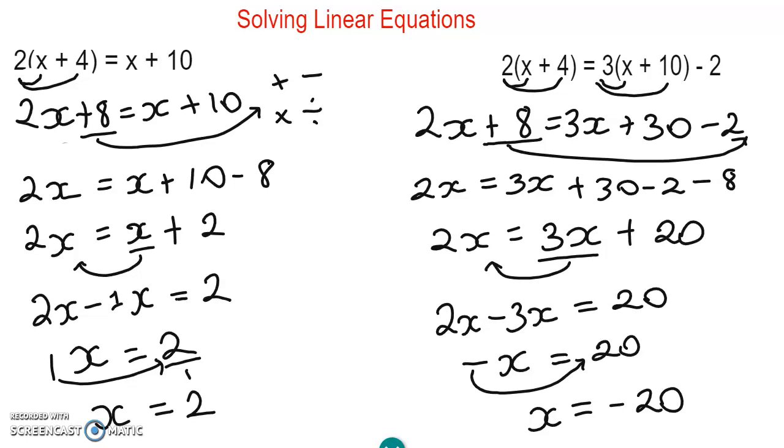I hope that makes sense. These equations can come in all different shapes and sizes, and they can be quite difficult. But if you just remember to follow these steps, then you should be fine.